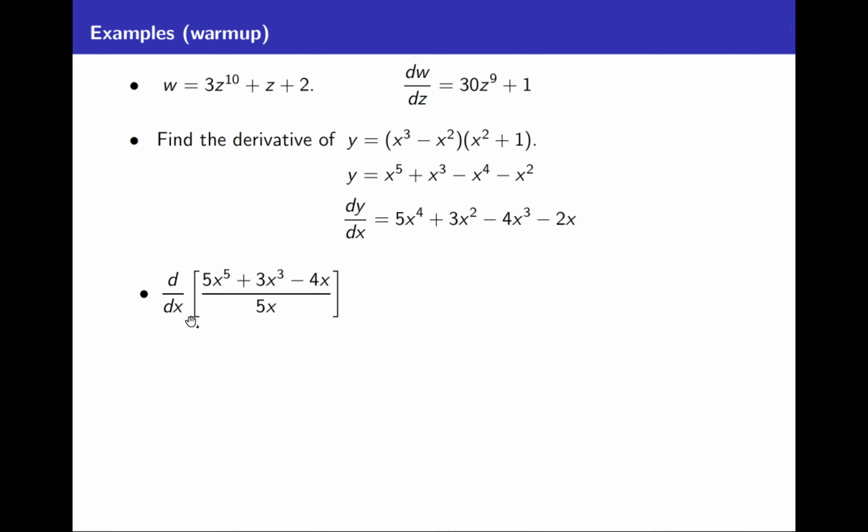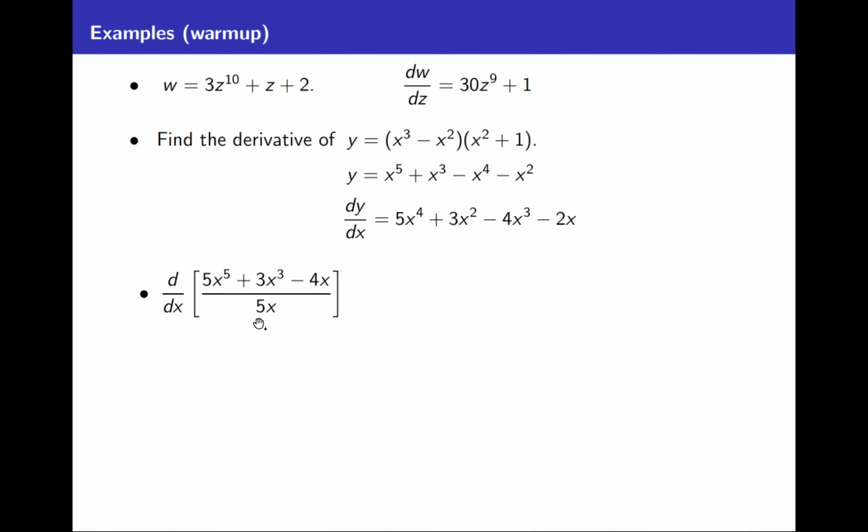If we had the derivative of 5x to the 5th plus 3x cubed minus 4x over 5x, that's a quotient of two functions, and we don't yet have a rule that tells us how to find the derivative of a function f of x divided by another function g of x.